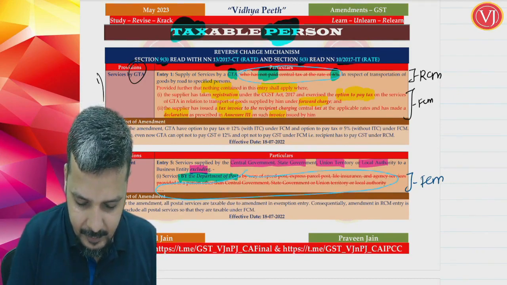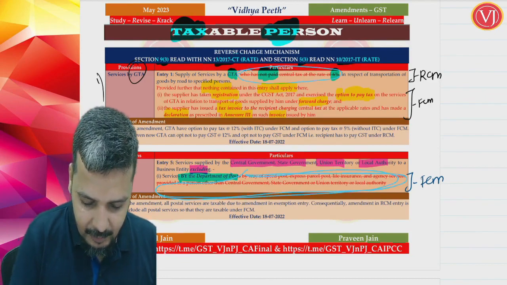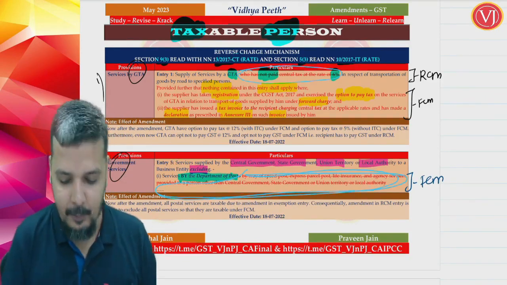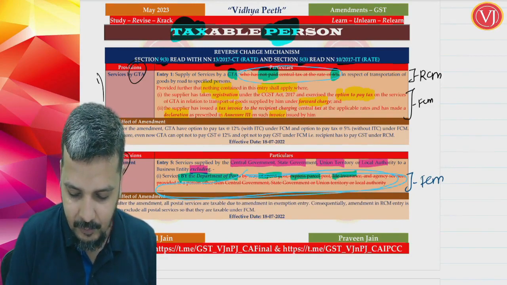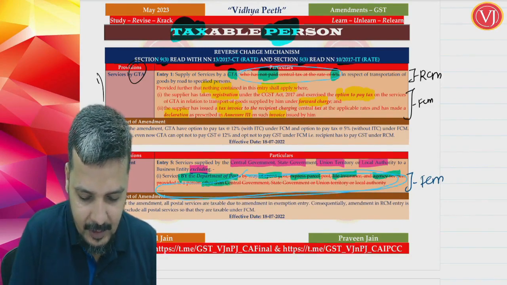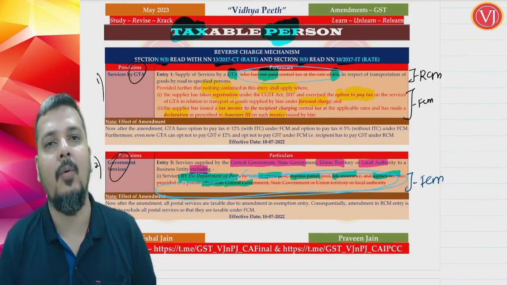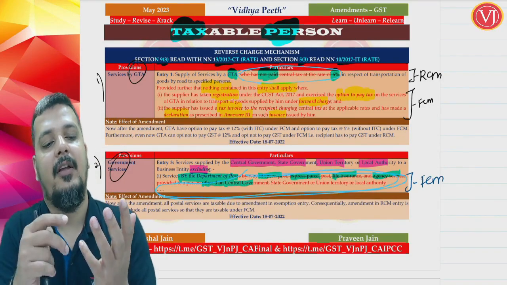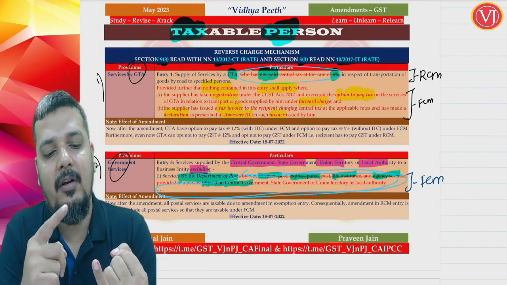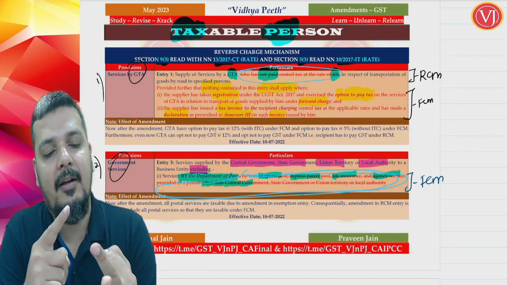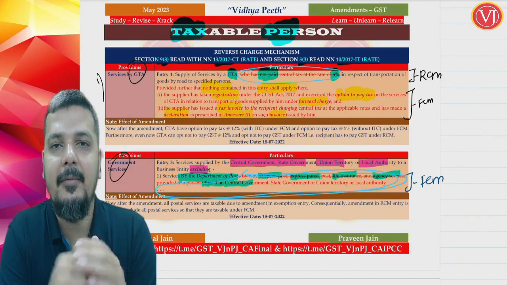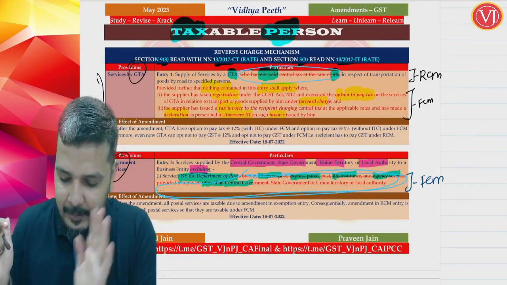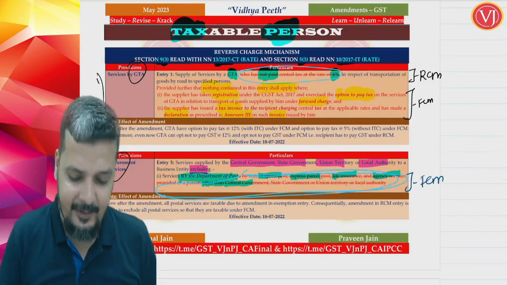Earlier you were talking about specific services. Only speed post was taxable, express parcel post was taxable, life insurance was taxable, agency services was taxable when given to other than government. Now, other than postcard, inland letter, book post, and ordinary post where the weight is less than 10 grams, everything else is taxable. Whenever it is taxable, it will be FCM.